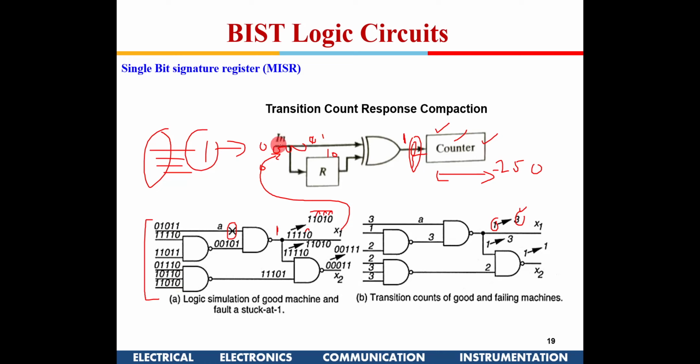So for this particular fault, for these kinds of test vectors coming in, if I feed this output into this particular circuit, these two circuits along with the counter are known as the single bit signature register. For fault and fault-free, the counts will be 1 and 3. It will be different, so the number of counts tells you whether there is a fault or not.